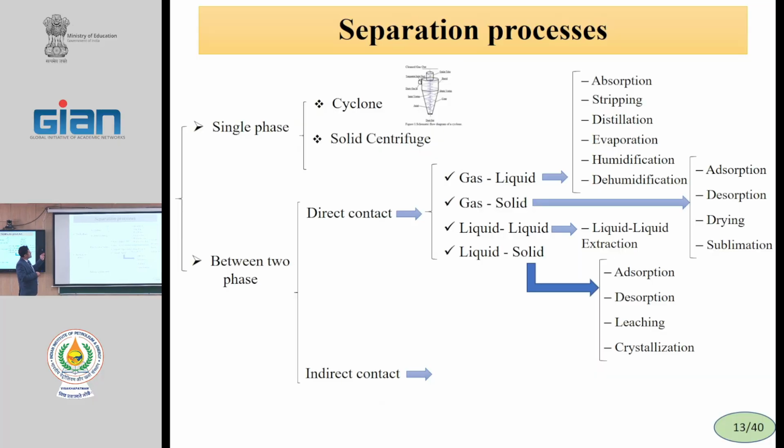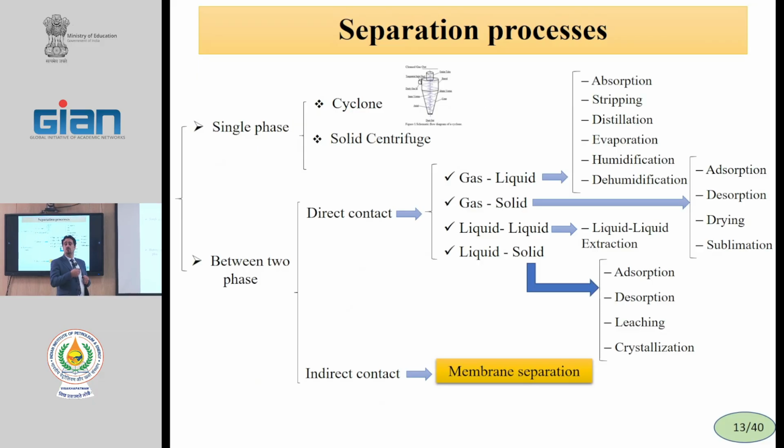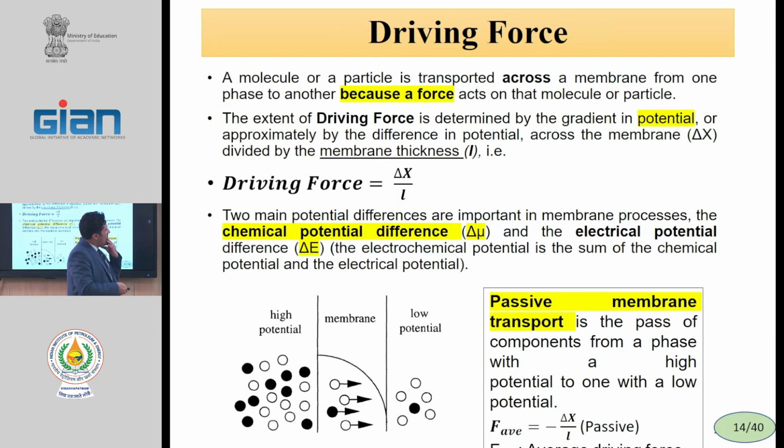One solute, one species, is separated, for example, from liquid to liquid. In liquid extraction, we have a water phase and an organic phase. One sample is absorbed into the organic phase and separated from the water phase. But in the membrane, we have indirect contact, and this means we have relatively pure products.